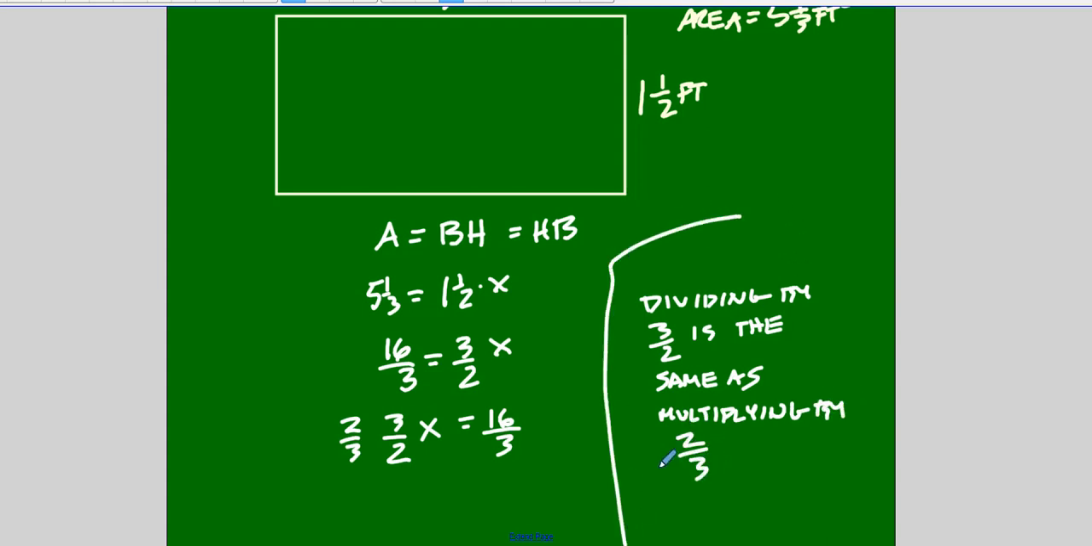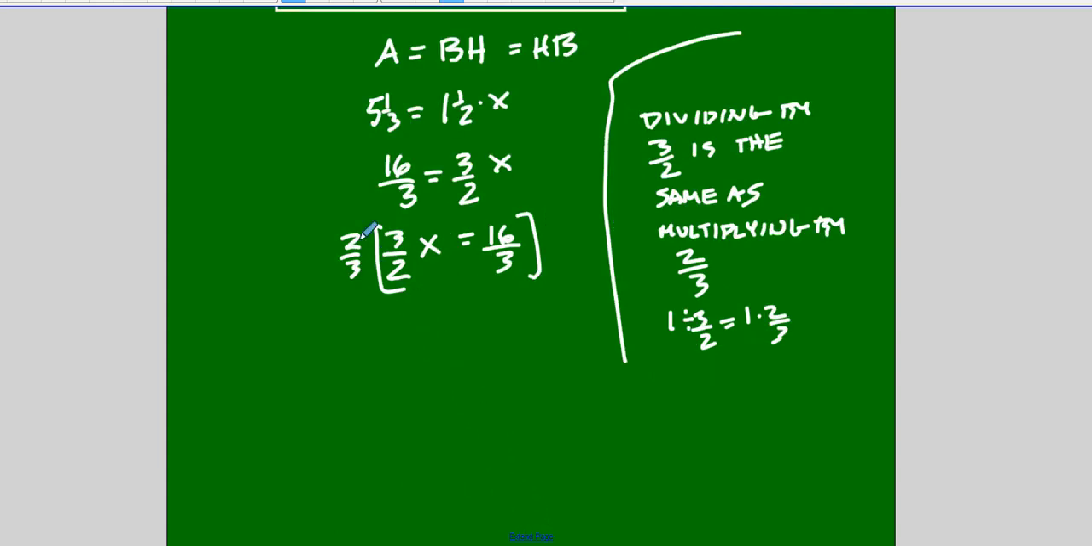Let's just do a little side demonstration. So again, 1 divided by 3/2. Remember what the algorithm was? It's gonna be 1 times 2/3. So I'm gonna multiply both sides of the equation. So dividing by 3/2 is the same as multiplying by 2/3. And what you do to one side of the equation, you have to do to the other. Well, these brackets mean I'm multiplying both sides by 2/3. Well, this is gonna be 6/6, so that goes away. So I'm just left with 1x or x.